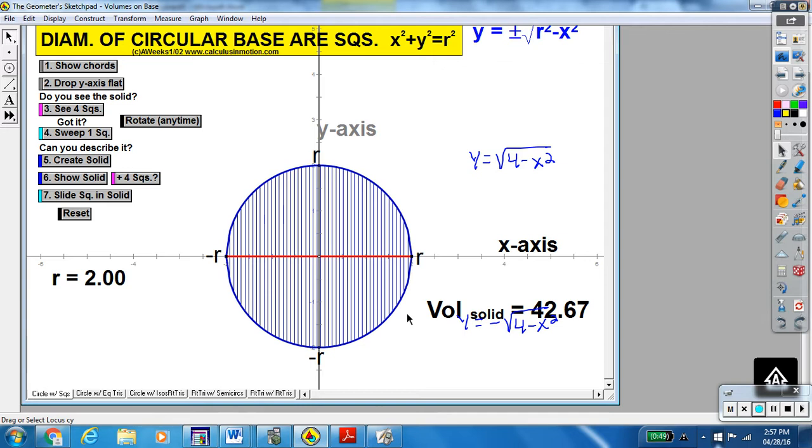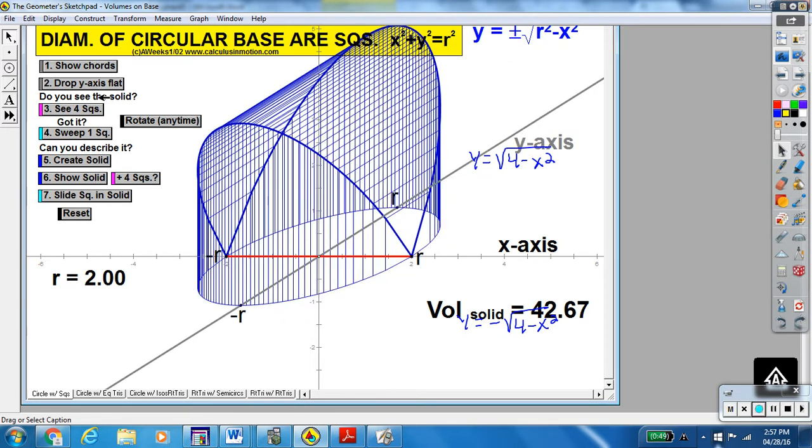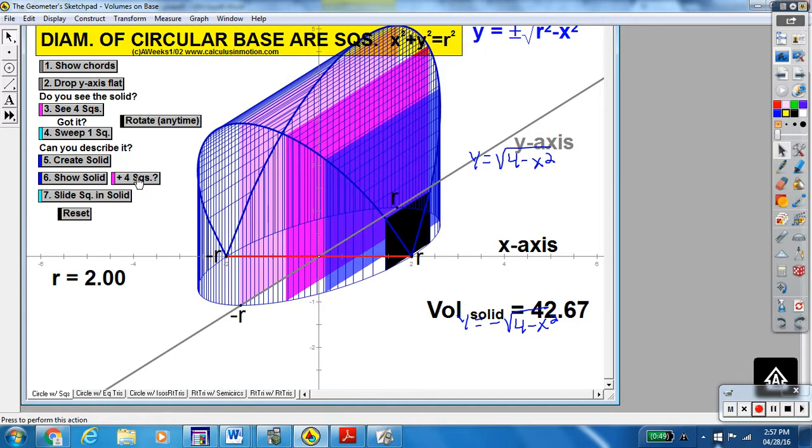It doesn't look like anything until I drop my axis and I can see, oh wait, it's sticking out. That's why I couldn't tell. But if I look at it from an angle, that's what the solid looks like. Okay, so our job is going to be to figure out what the volume of this solid is.